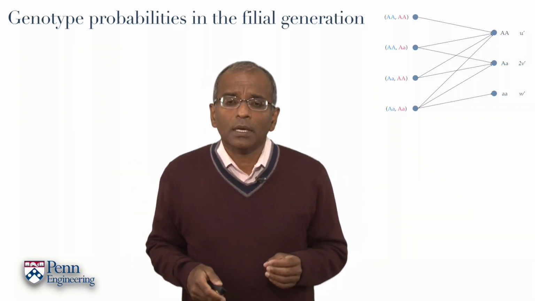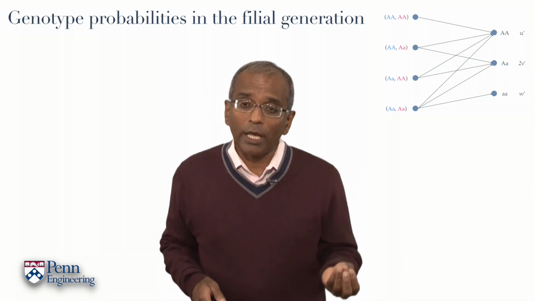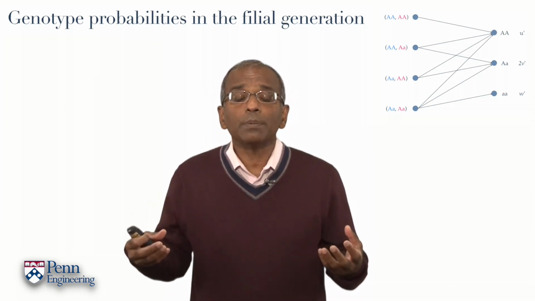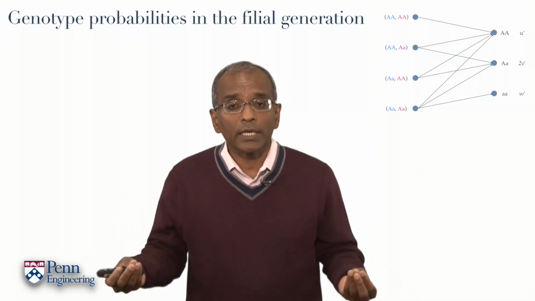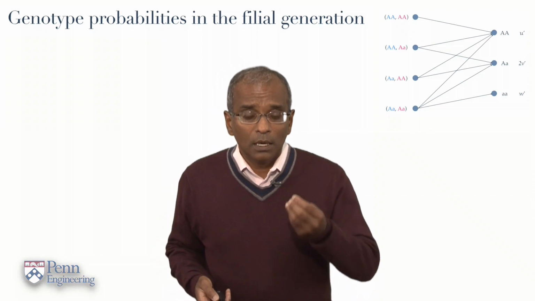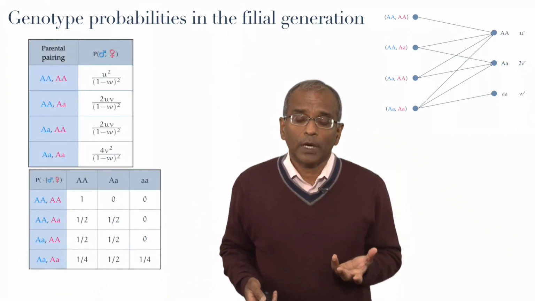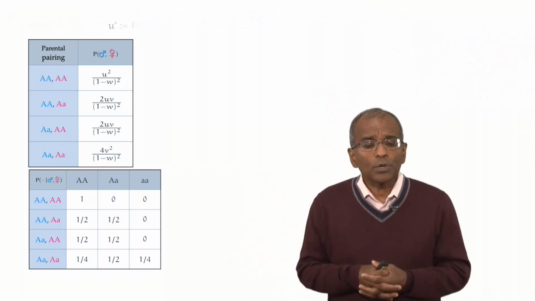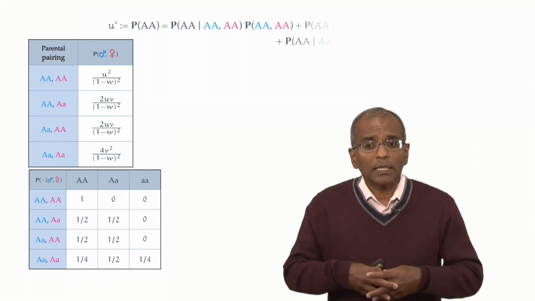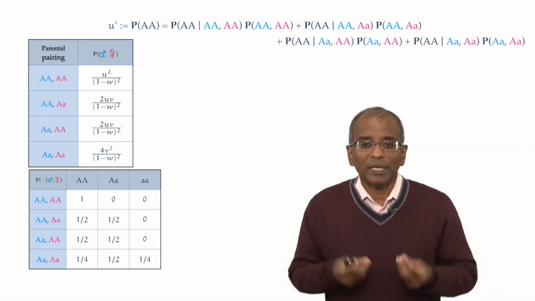So let's begin. What are the chances of obtaining a child whose genotype is normal and homozygous, in other words, two uppercase A's? Let us call this probability U prime. So in other words, U prime is the probability that the child's genotype is two uppercase A's.